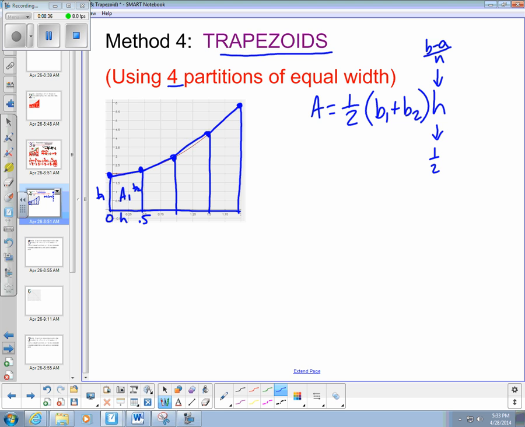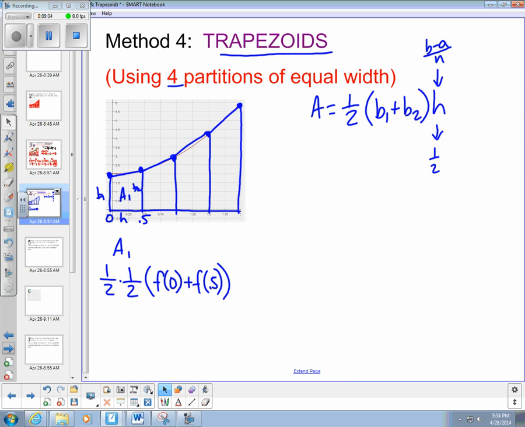So to get the area for trapezoid 1, okay, our formula is 1/2, and I'm going to put the height in the front with the other 1/2. So times another 1/2. The first 1/2 is from the formula, the second one is the height, times base 1 plus base 2. Well, base 1 is going to be f of 0, and base 2 is going to be f of 0.5. So that's the area of our first trapezoid.